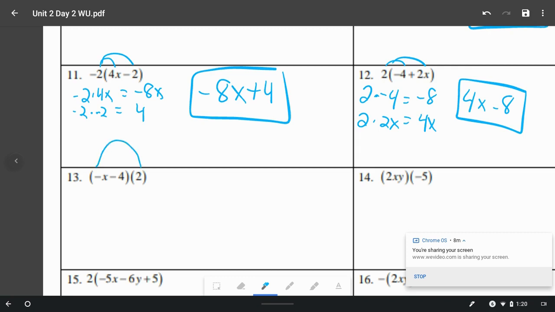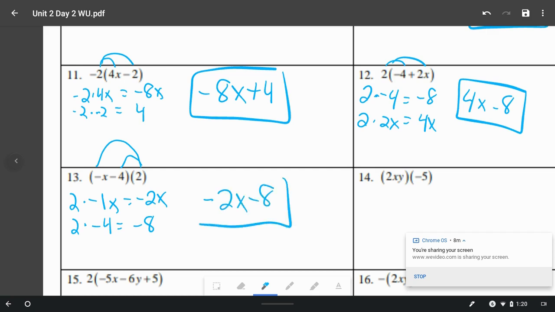This 2 needs to multiply by the negative x, and the 2 needs to multiply by the negative 4. Remember, there's always a 1 in front of that x if nothing's written there. So let's see what we get from both of these. 2 times negative 1 is negative 2. Always include the x. 2 times negative 4 is negative 8. So if we put those together, we get negative 2x and then a minus 8. And that would be my answer. Variable goes first. The constant goes second always.